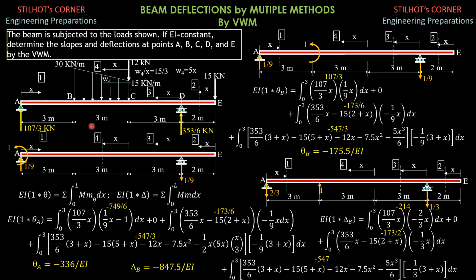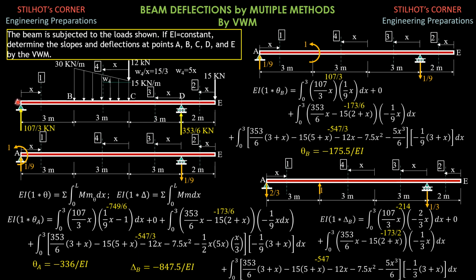The reactions from the previous problems, or I want you to verify these reactions. So at A, 107 over 3 kilonewtons, and at D, 353 over 6 kilonewtons.